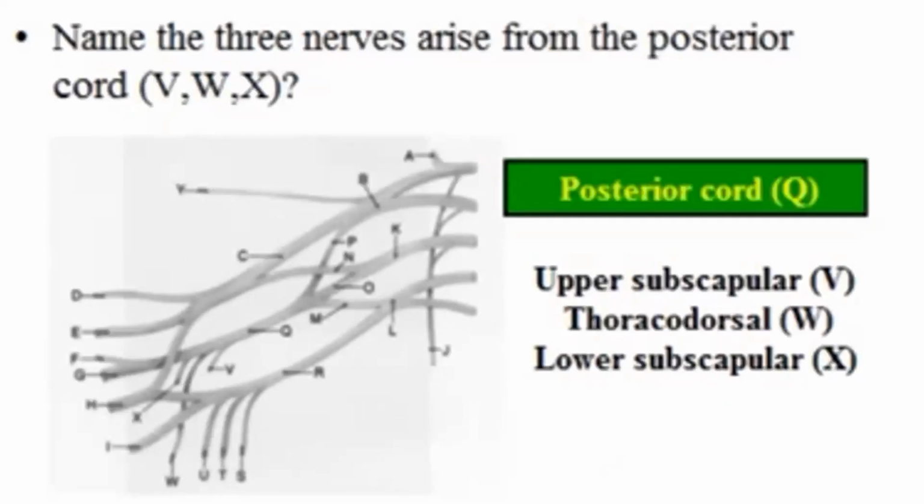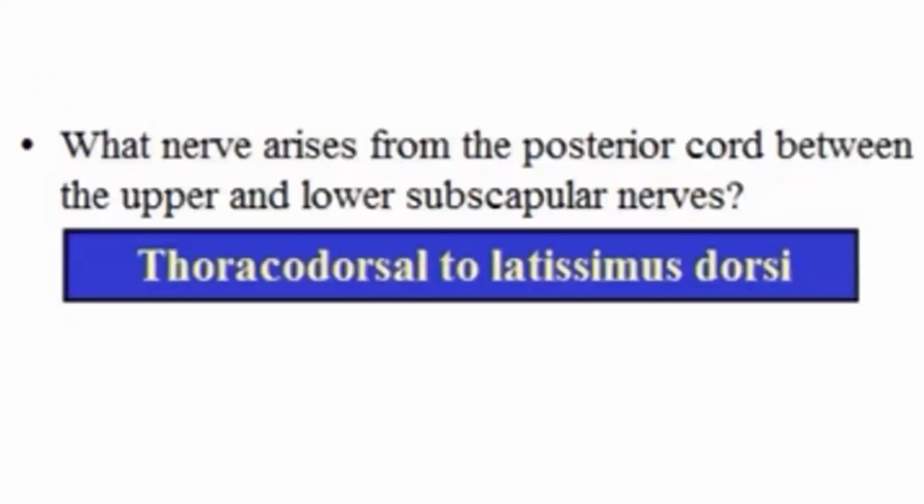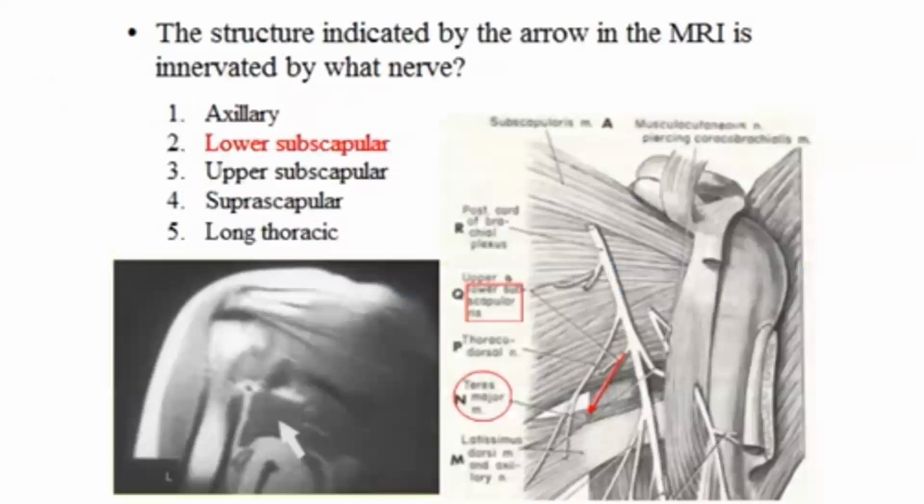The posterior cord, what does it supply? It supplies the upper subscapular, the thoracodorsal, and lower subscapular. So you have to know these. What nerve arises from the posterior cord between the upper and lower subscapular nerve? It's the thoracodorsal to the latissimus dorsi. The structure indicated by the arrow of the MRI is innervated by what nerve? The lower subscapular nerve. So you have to know these.